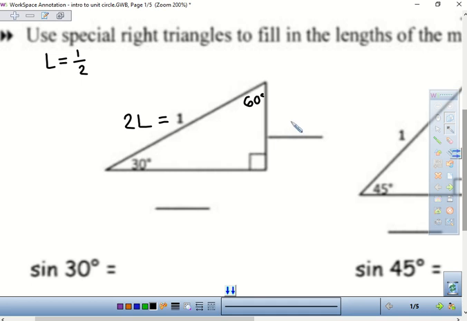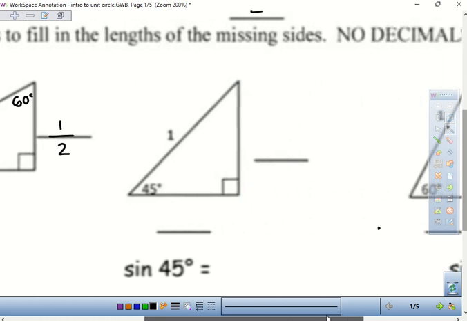And this side is L times radical 3. So 1/2 times radical 3 is radical 3 over 2. Okay? So this right here is basically going to be the mapping of things that we learned from the unit circle. The next one is the 45, 45.